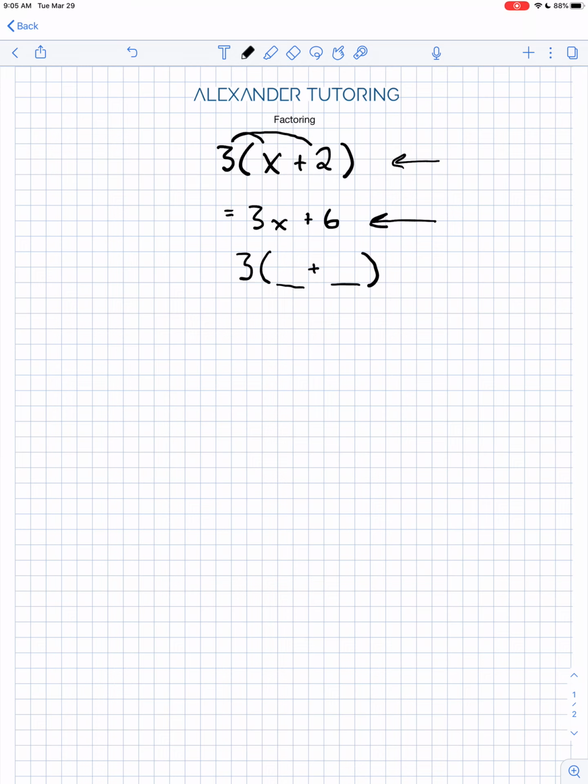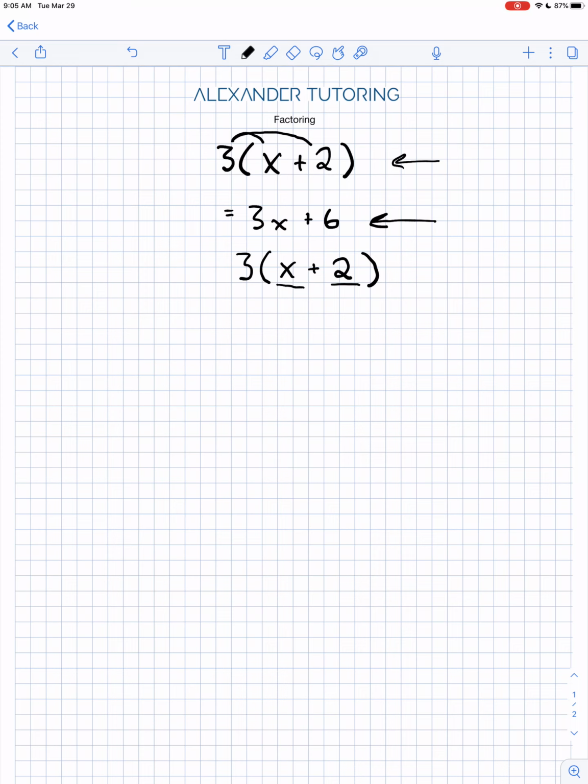So the way I always think about it, I always ask myself, 3 times what equals what goes here? So in this case, 3 times blank equals 3x, right? This is distributing backwards. So 3 times x equals 3x, so that means that an x goes right here. Next, we look at slot number 2 over here. And the question I'm asking myself is 3 times what equals 6? Well, pretty obviously the answer is 2. 3 times 2 is 6, so a 2 goes there. So that is factoring. The main thing to know is that it's distributing backwards.